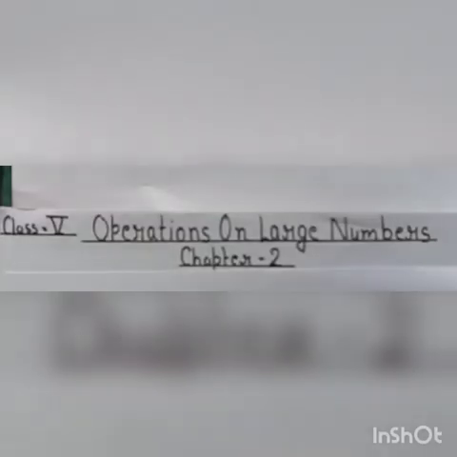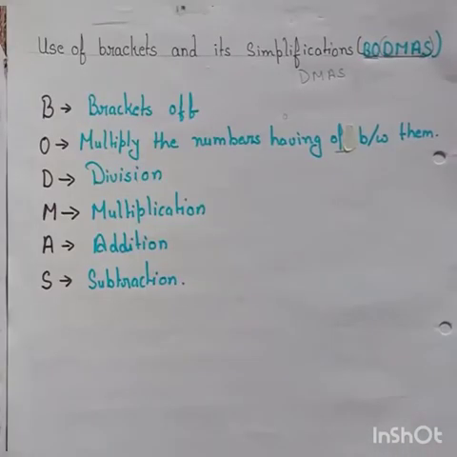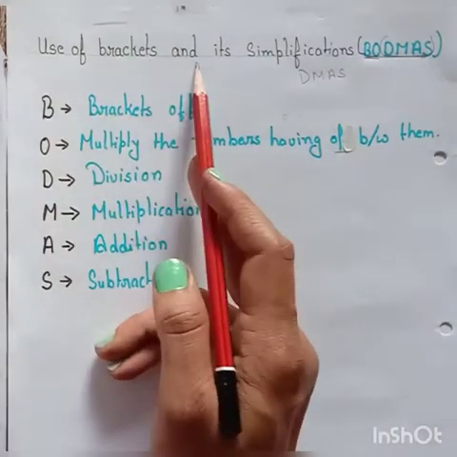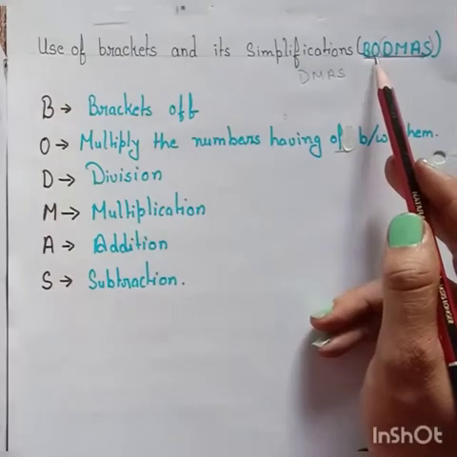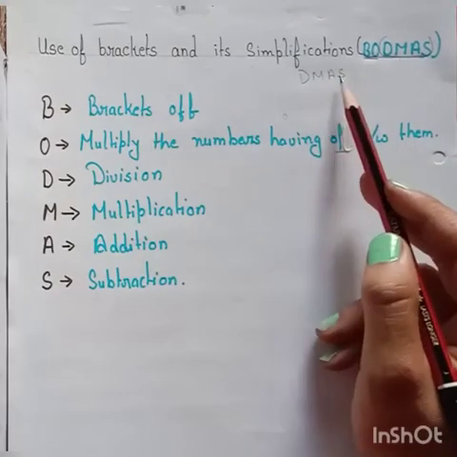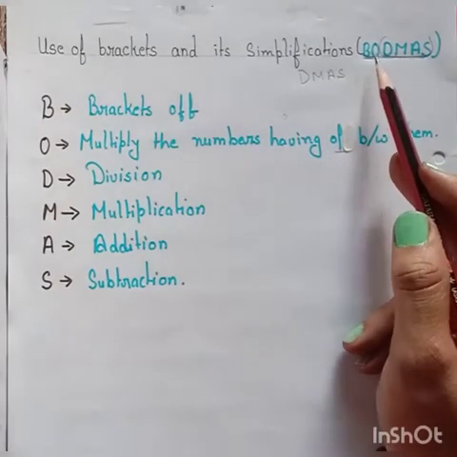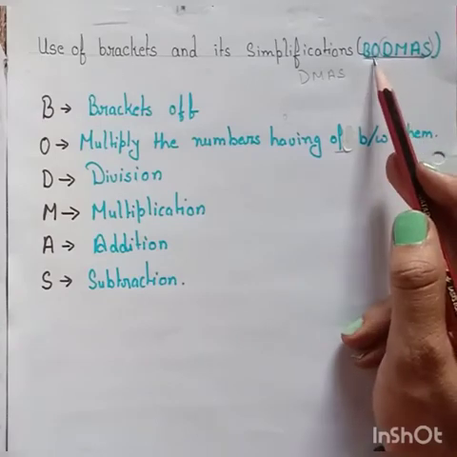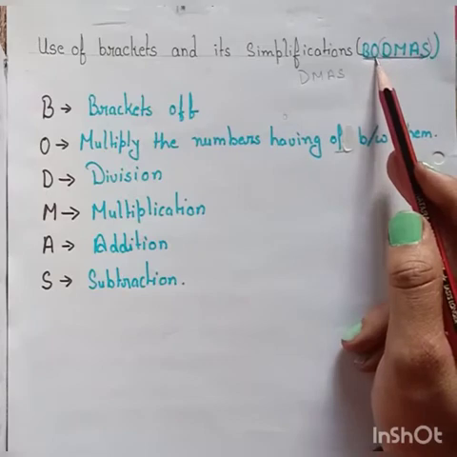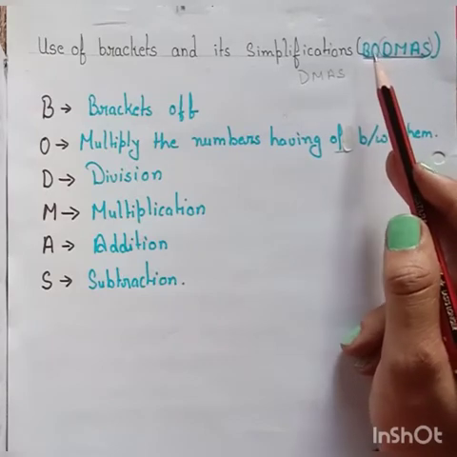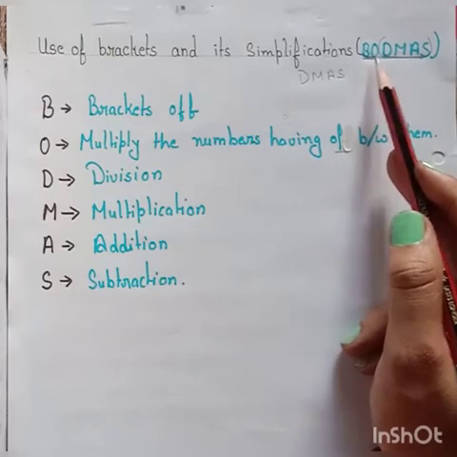Students, today we are just continuing our previous chapter, operation on large numbers, chapter number 2. We are starting the use of brackets and their simplification. We had another rule, BODMAS. DMAS we have done, and we have another rule, BODMAS. So what is BODMAS? BODMAS is nothing but DMAS having two more terms, B and O. Now what do B and O stand for?